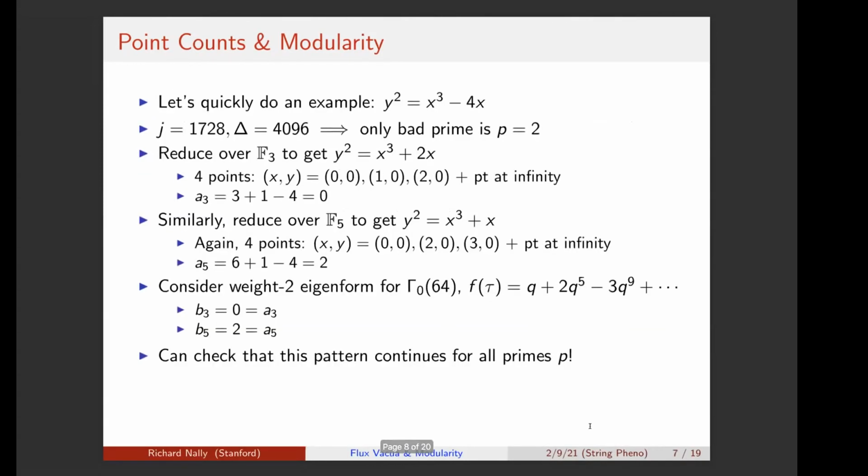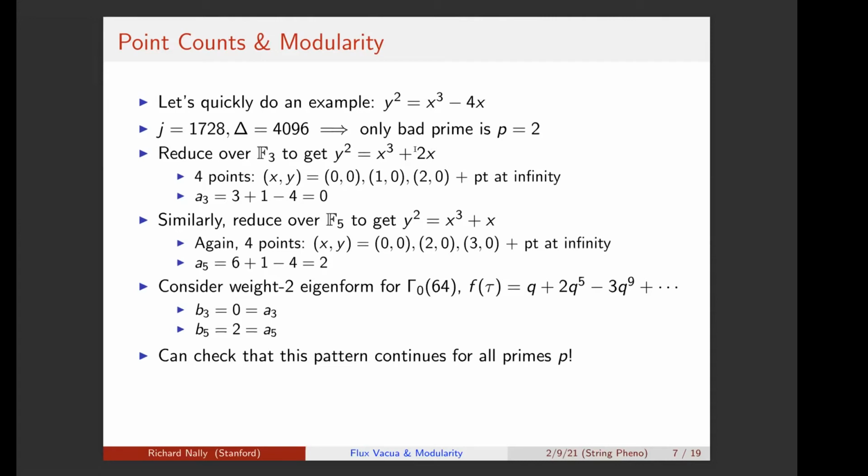So this is not something that physicists do very often. So I want to quickly go through an example of doing such a reduction. So let's start off with the elliptic curve y squared is equal to x cubed minus 4x. So you can compute its j invariant and discriminant. j is 1728 and delta is 4096. 4096 is a power of 2, so the only bad prime is 2. So we can reduce mod any prime other than 2 and get a smooth object. So for instance, if I reduce over F_3, I'll get the elliptic curve y squared is equal to x cubed plus 2x.